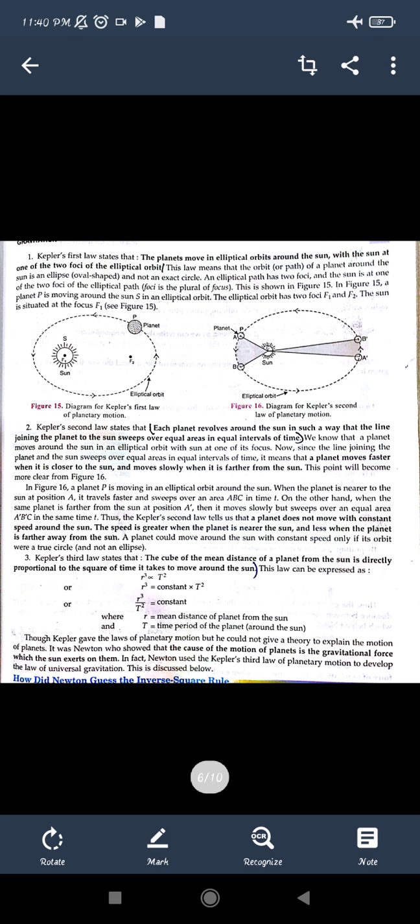In the second law, he tells us that every planet revolving around the sun sweeps equal area in equal intervals of time. It means that whenever the planet moves around the sun, it will sweep equal areas, and that too in equal intervals of time.